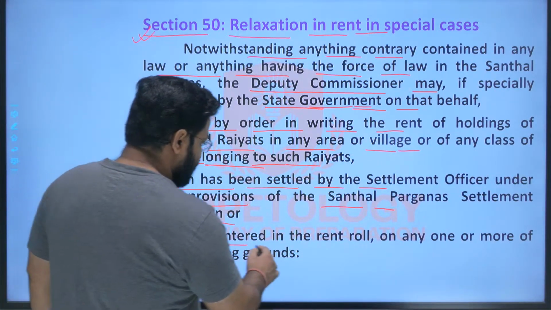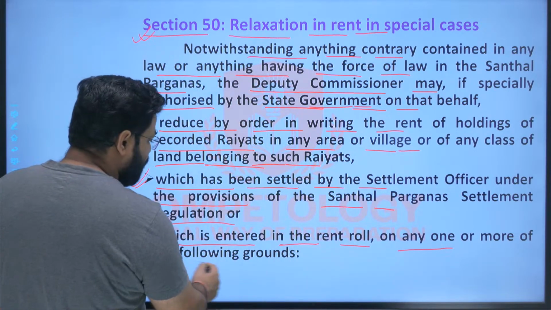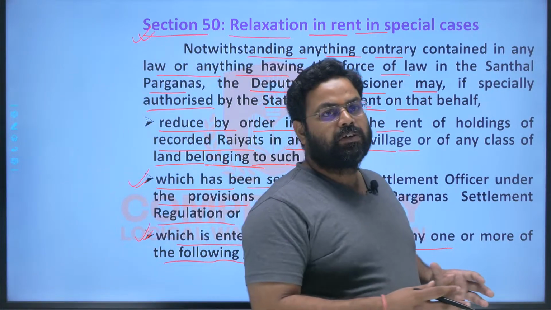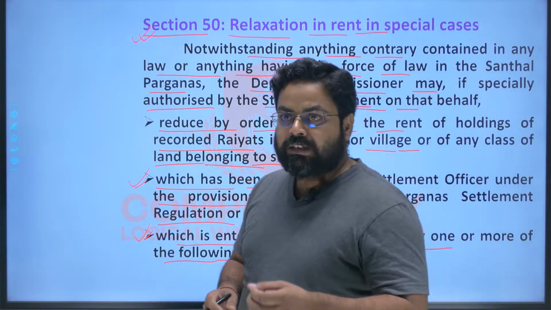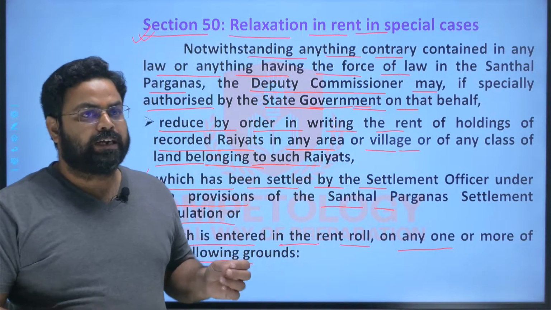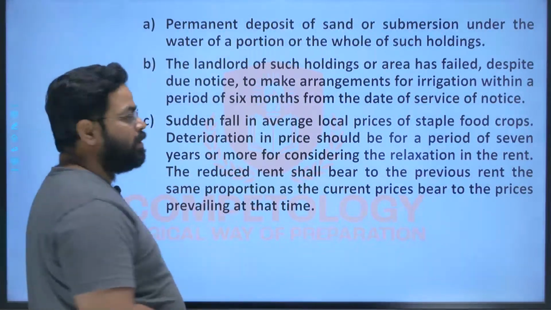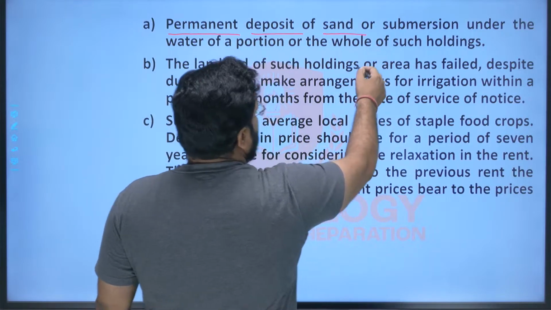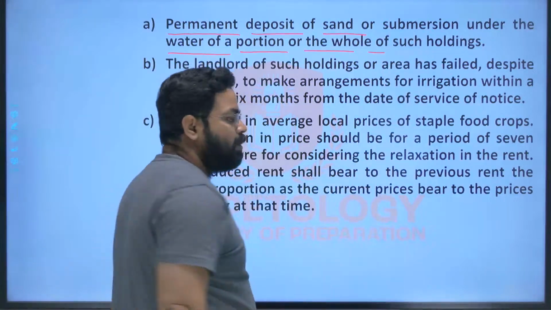And which is entered in the rent roll, on any one or more of the following grounds. So the provisions for the reduction of rent have been mentioned in the record roll, that is the record of rights. Then that can be used by the DC to reduce the rent on the following grounds. So the first ground is permanent deposition of sand or submersion under water of a portion or the whole of such holding.